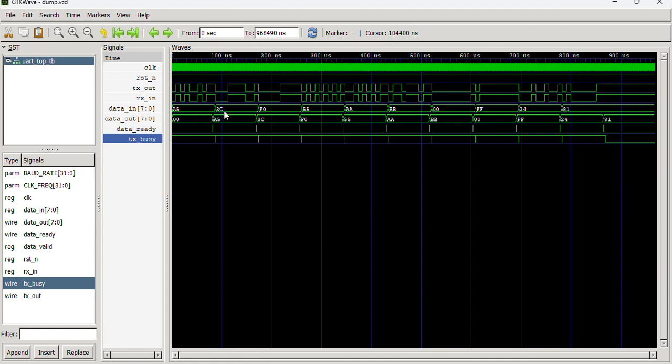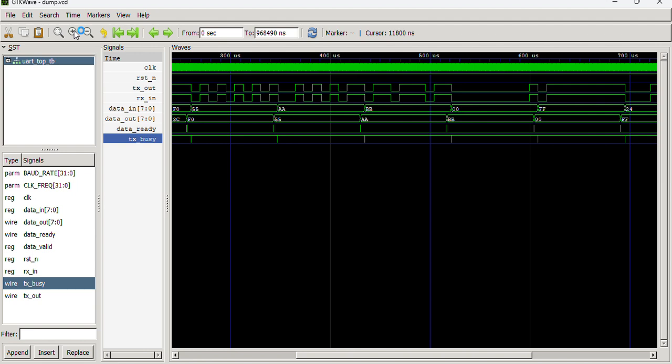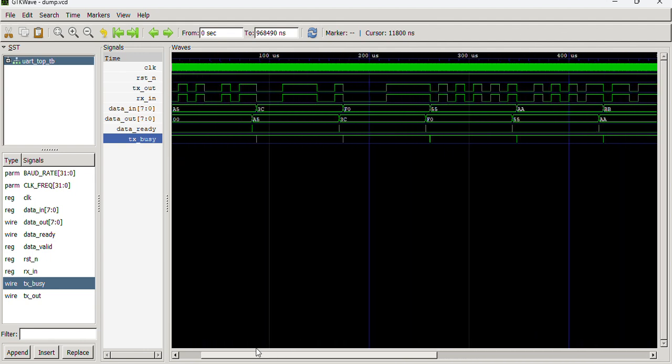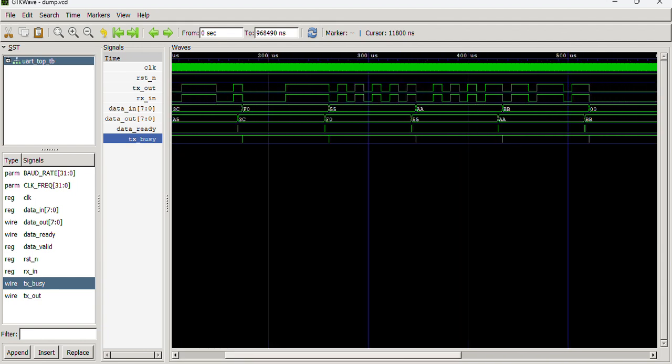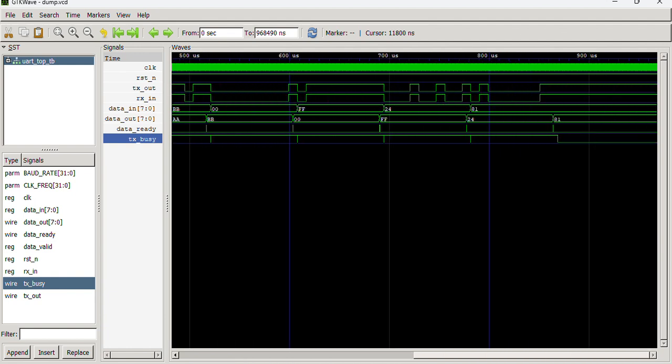So this is the output of the UART, Universal Asynchronous Receiver-Transmitter, one of the communication protocols in the electronics field.